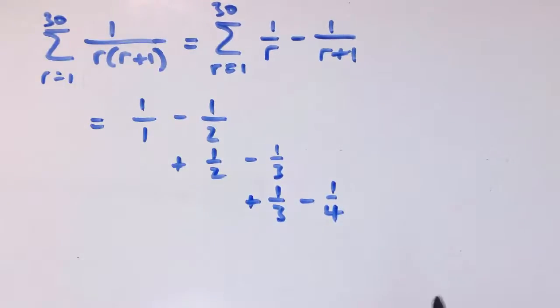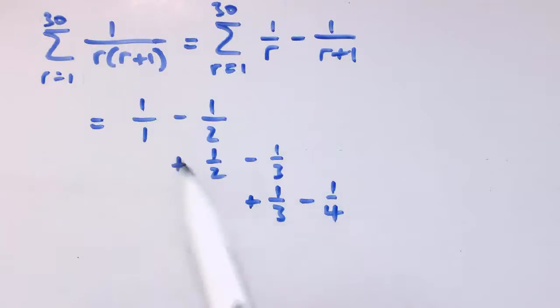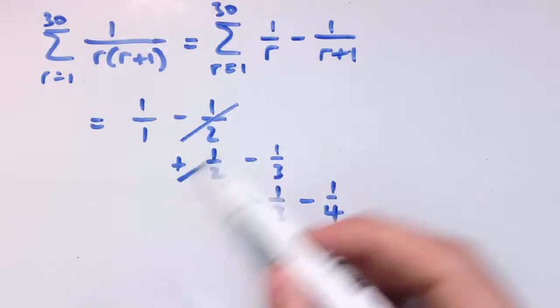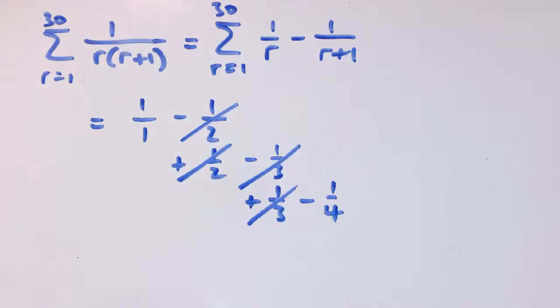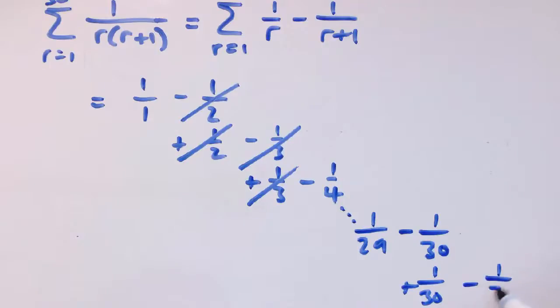What you can see here is that the r plus 1 term from putting in r equals 1 cancels with the r term from putting in r equals 2. And that continues through here. So those cancel out, and everything's going to cancel out until we get down to the end here. And let's just think about what the last two terms are. Then I'm going to put in 29, and I'll get 1 over 29 minus 1 over 30, and then finally, for the last term, plus 1 over 30 minus 1 over 31. So that's the r equals 30 term.